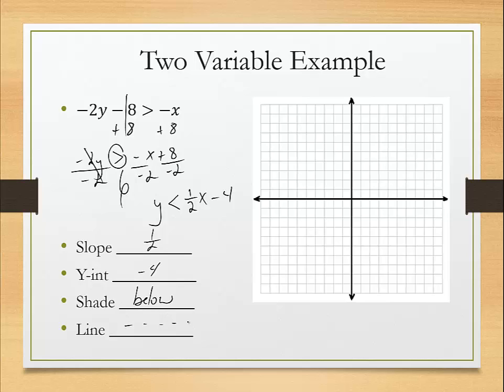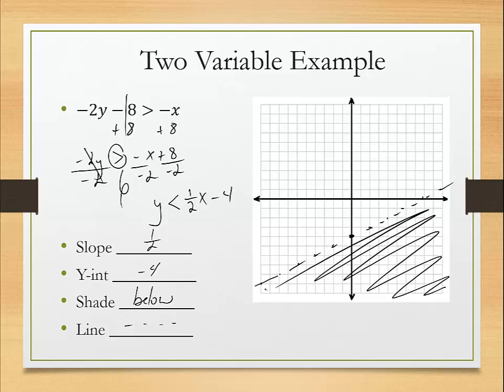So now let's graph that. So we start with our y-intercept. So from the origin, go down 4 because it's negative 4. Then our slope is 1/2. So up 1, right 2, up 1, right 2, up 1, right 2. Right 2, down. And then a dashed line because it's dashed. And then you shade below because that's what it is. Shade below. And that's it. We graphed it. And now we have our inequality.